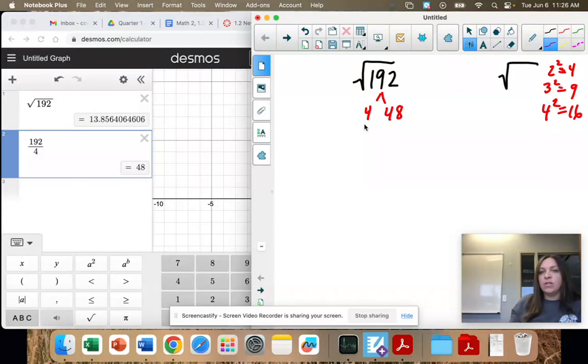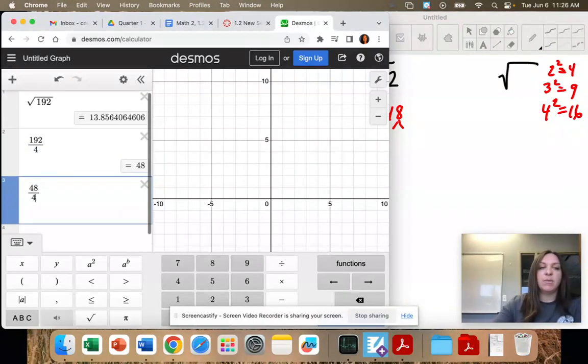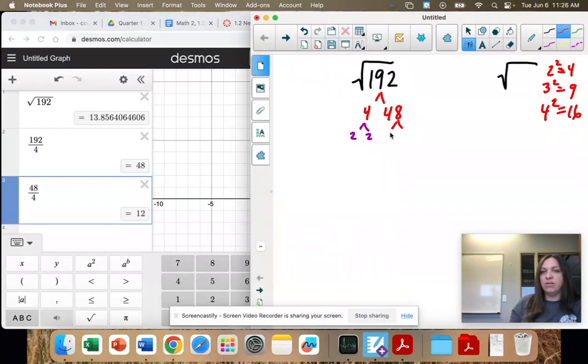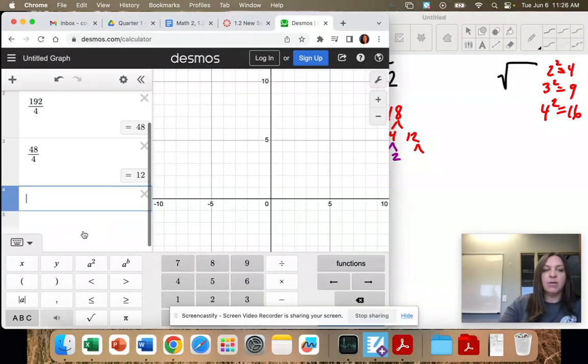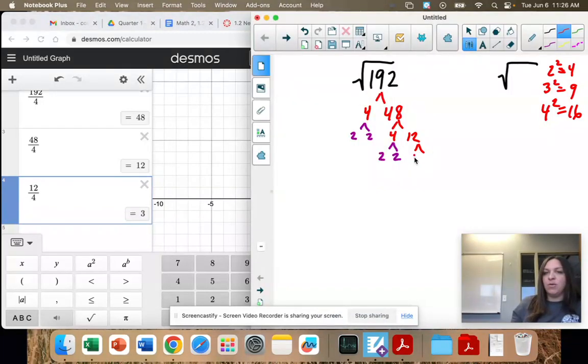And then 4 is 2 times 2. But 48, we can get another perfect square in there. So 48 divided by 4 is 12. And again, 4 is 2 times 2. And then 12, I'm going to divide it by my perfect square again, which is 3. So 4 times 3, 4 is 2 times 2. And then 3 is a prime number, so we're going to leave it.